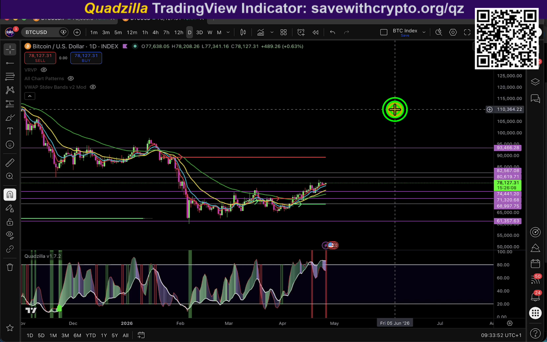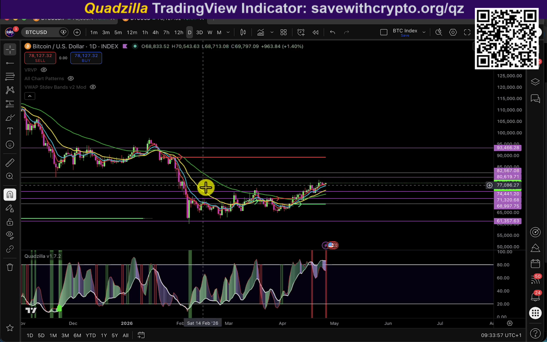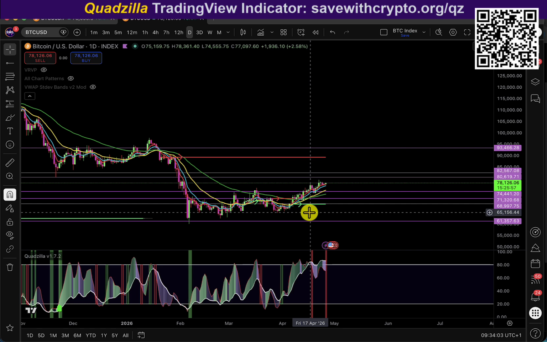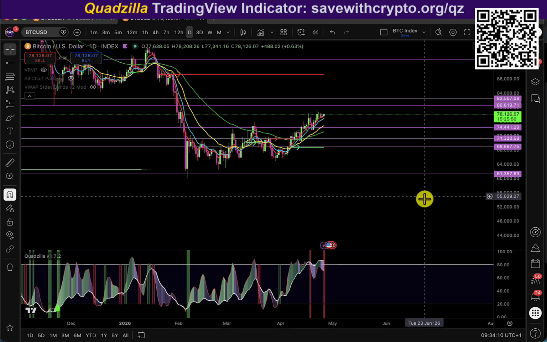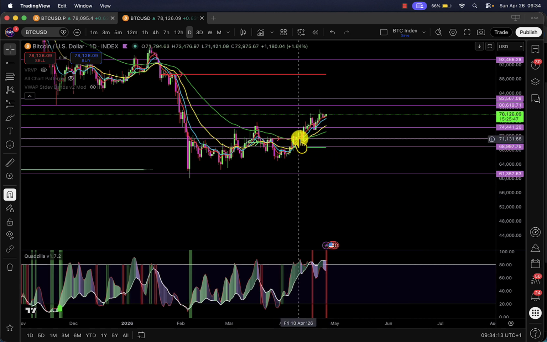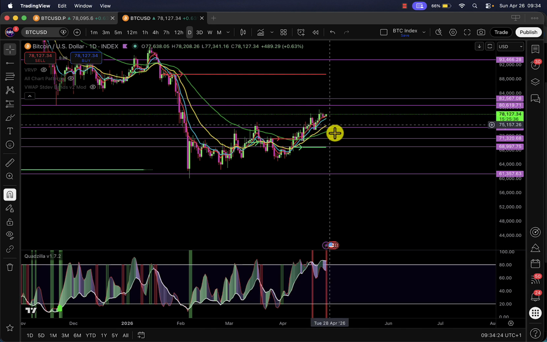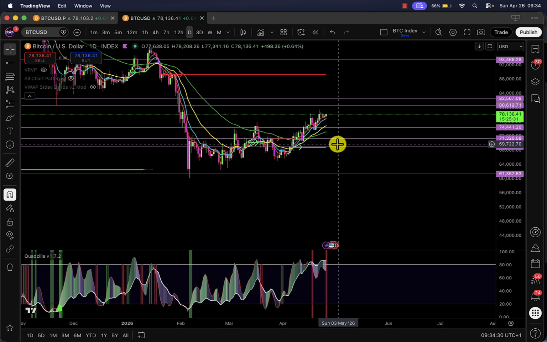Now, another reason I think this is because we've now got a cross on the daily time frame of this yellow 21 EMA and this green 55 EMA. That cross happened on the 17th of April, and you can see here we've also got two other EMAs. There's a red 5 EMA and a cyan 9 EMA, and when they're in this order, red, cyan, yellow, green, that's 5, 9, 21, 55 on the EMAs, that means we have a trend in motion to the upside. So until something changes, the trend is up.